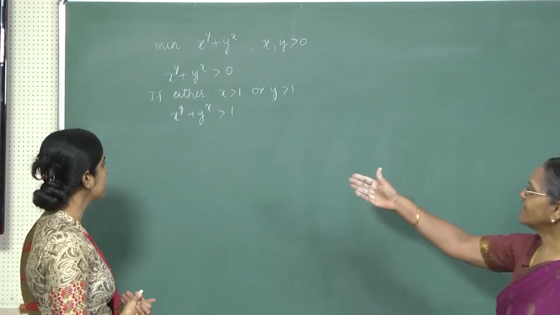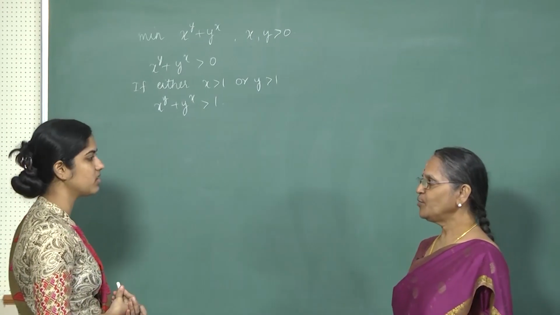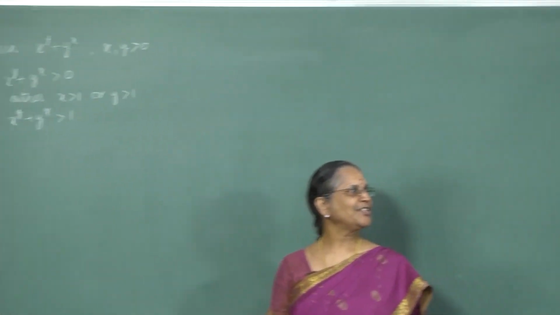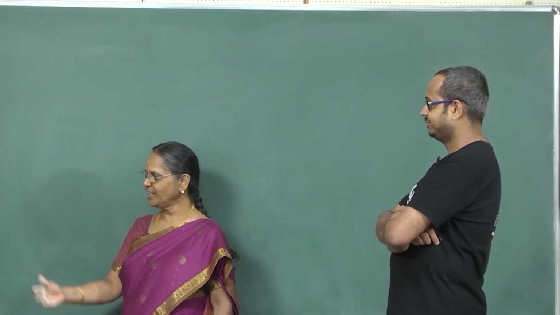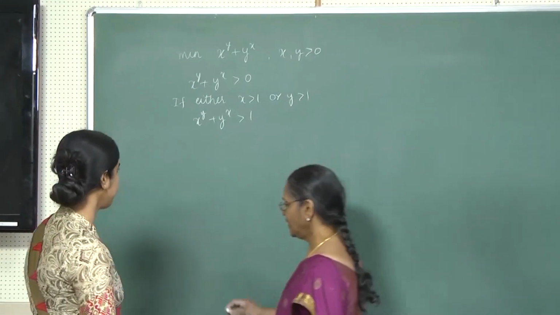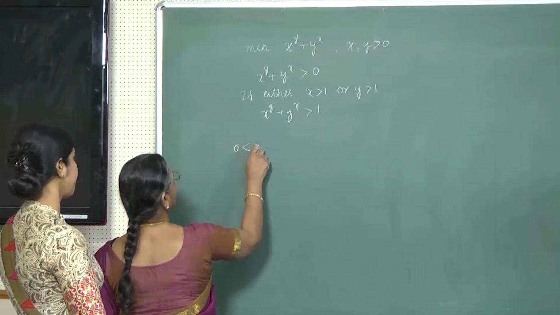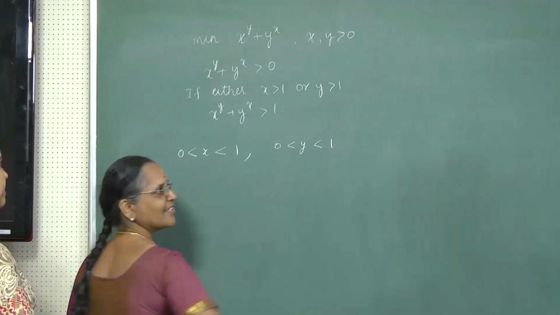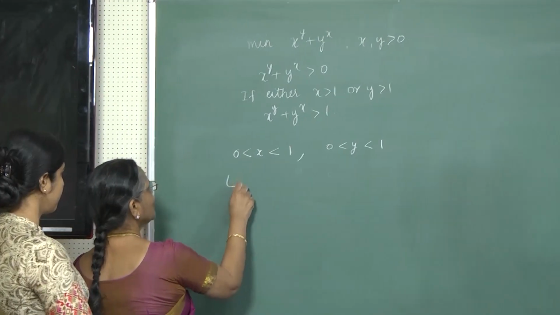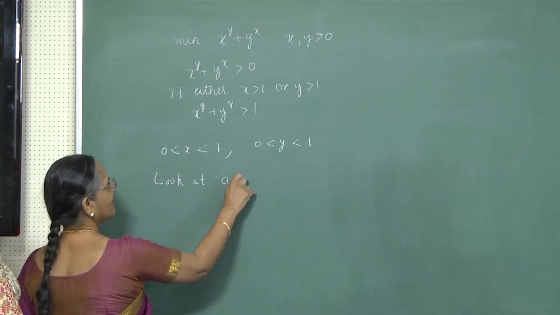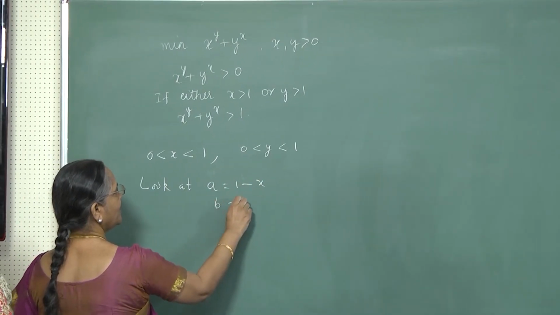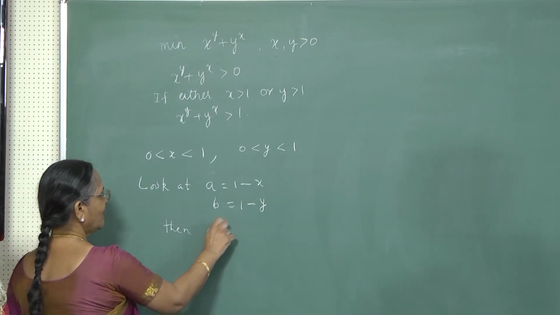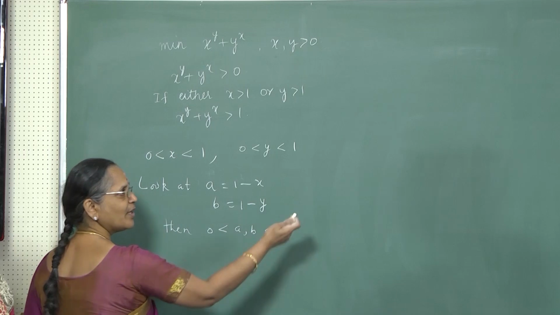What if x and y lie between 0 and 1? So there we don't know how to proceed, so you were given some partial marks for giving this answer. Okay, let us see what happens if x and y are such that 0 is less than x less than 1 and 0 is less than y less than 1. So let us look at, say, a, which is 1 minus x, and b, which is 1 minus y. Right, then 0 is less than a, b less than 1.